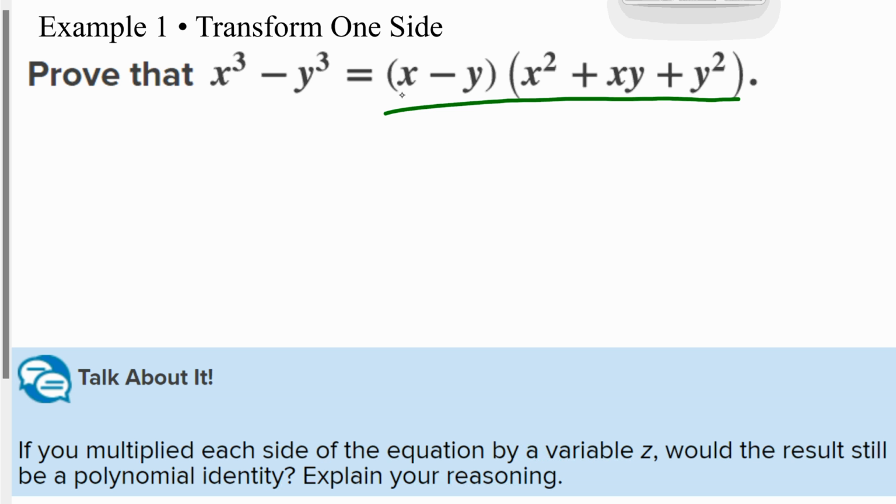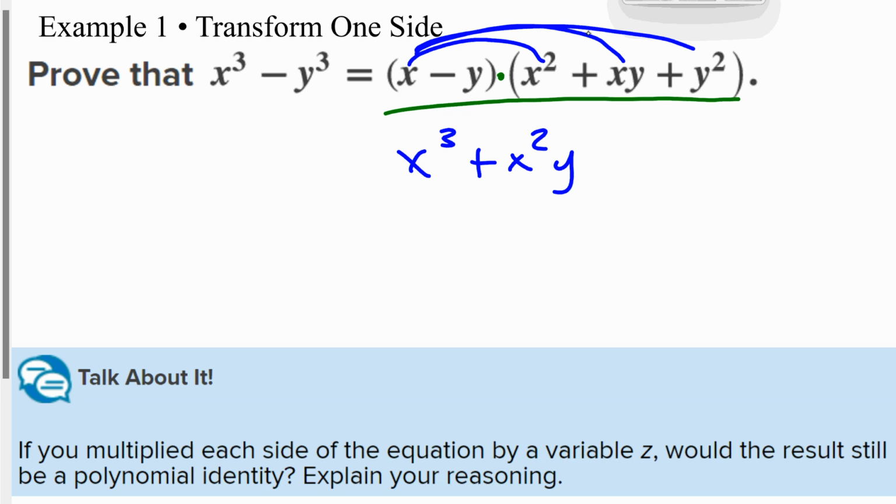So this says (x − y)(x² + xy + y²). I'm just going to actually multiply it, so I'm going to FOIL this out. So I get x³, I get a plus x²y, and then I get an xy², right? That's just distributing this x to all three.